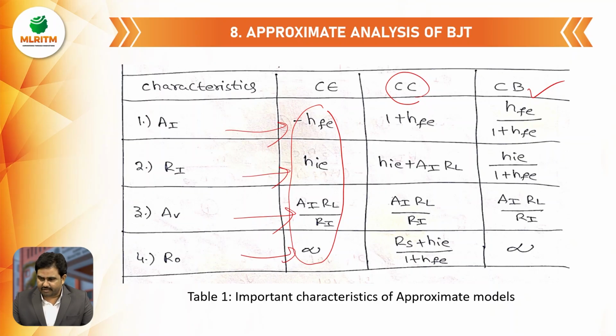In cascading, we are going to explain 3 steps total will be there. In step 1, we are going to draw individual approximate analysis. In step 2, we are going to combine those 2-stage approximate analysis. In the third step, we are going to do the analysis part. There we need these formulas, AI, RI, AV, R0, right? So we'll see one by one.